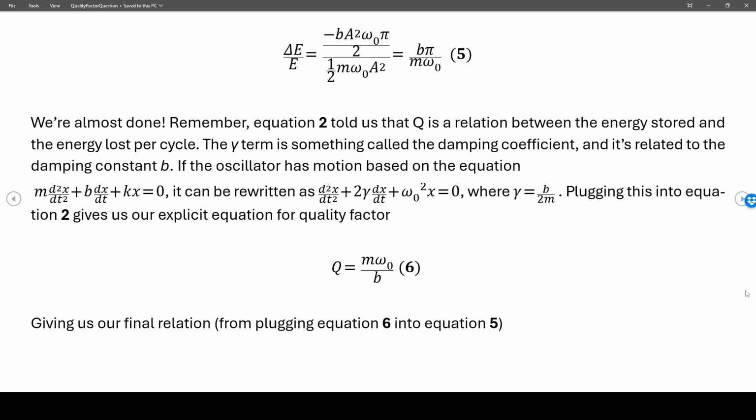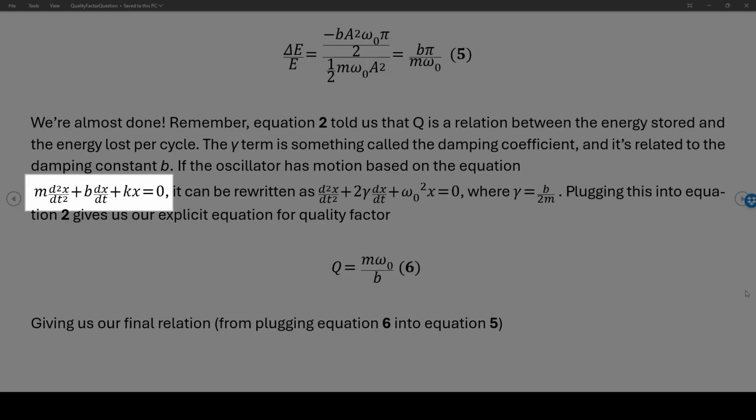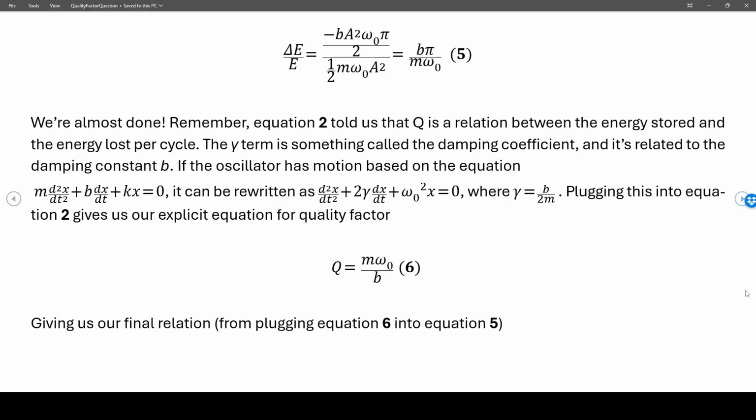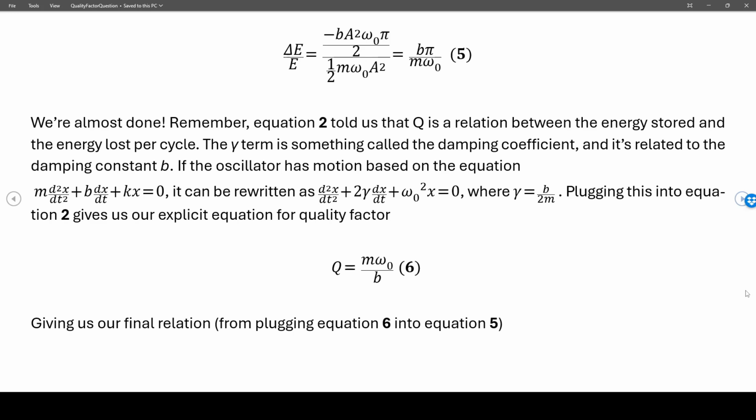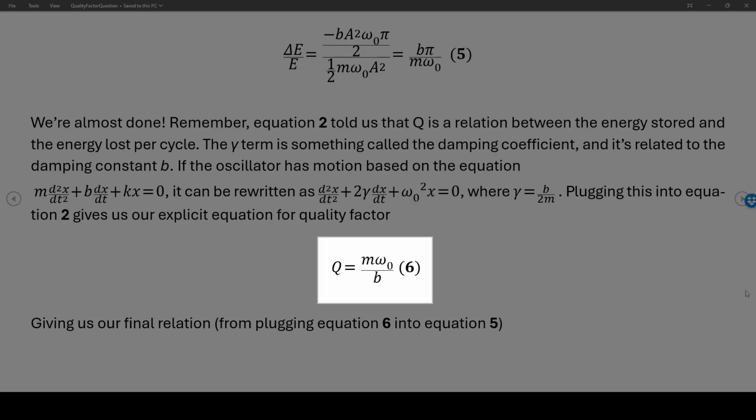Now remember, the gamma term is actually called the damping coefficient, and it's very closely related to the damping constant b. If the oscillator has motion based on the equation m times the acceleration plus b times the velocity plus k times x is equal to 0, we can rewrite this whole thing by dividing the entire equation by m and setting gamma equal to b over 2m. Plugging this into equation 2 gives us our explicit equation for the quality factor, which is just Q is equal to m omega naught over b, giving us equation 6.